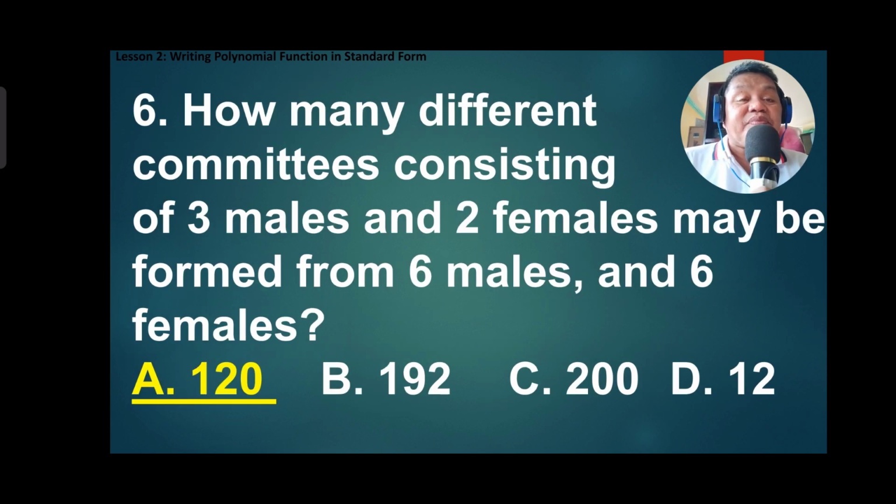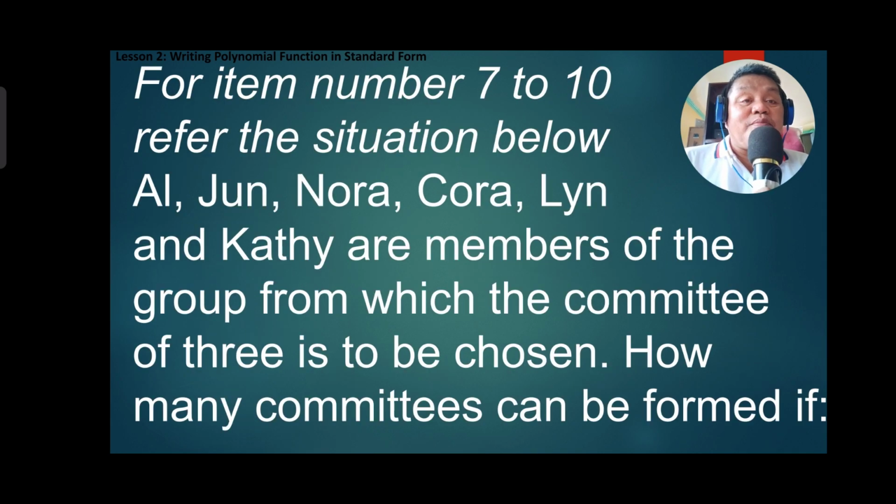Number 5. How many different committees consisting of 3 males and 2 females may be formed from 6 males and 6 females? So the possible answer here is 120. For item number 7 to 10, refer to the situation below.